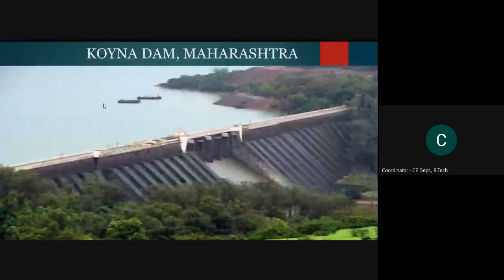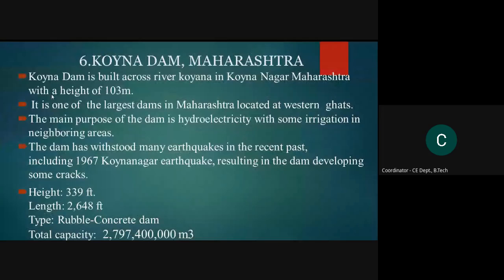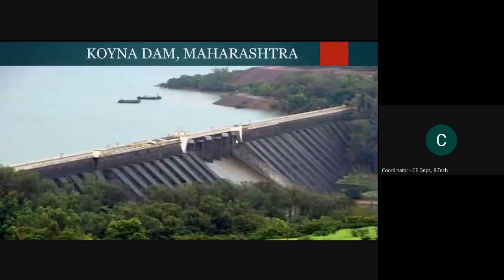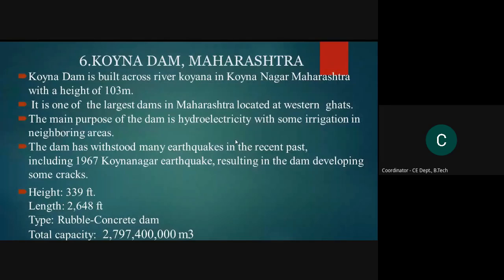So this is almost 103 meter height, almost the height of a 30 floor building. It is one of the largest dams in Maharashtra, located at Western Ghats. The main purpose of the dam is hydroelectricity with some irrigation in neighboring areas. So the main purpose is basically hydroelectricity, but it also attributes some of its function to irrigation and agricultural purposes in some neighbor areas.